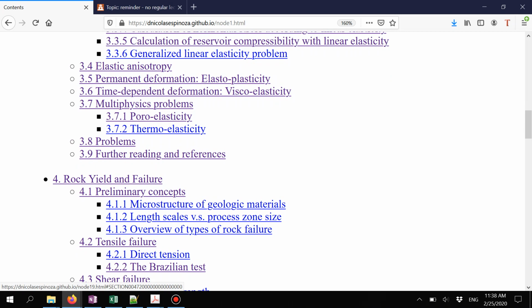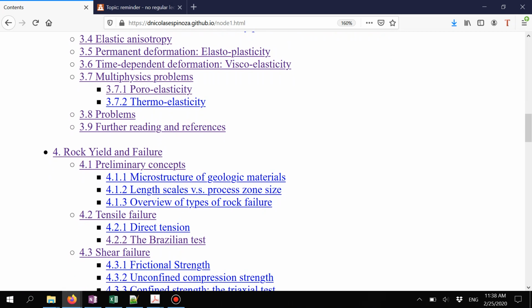Okay, so now let's talk about chapter number 4. And in chapter number 4, we jump to a new topic, which is rock yield and failure.